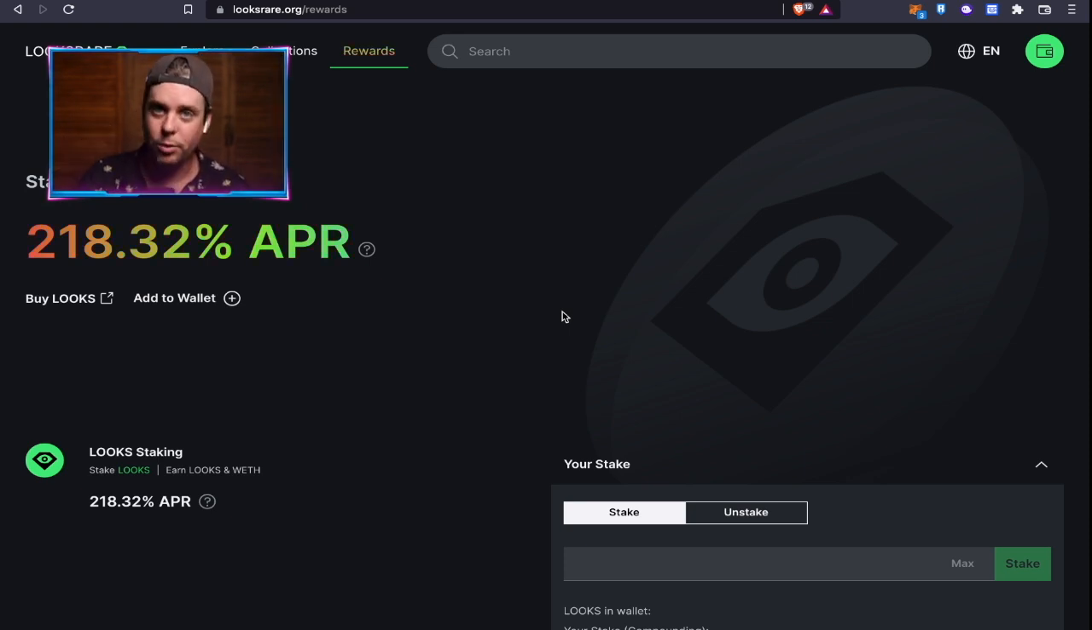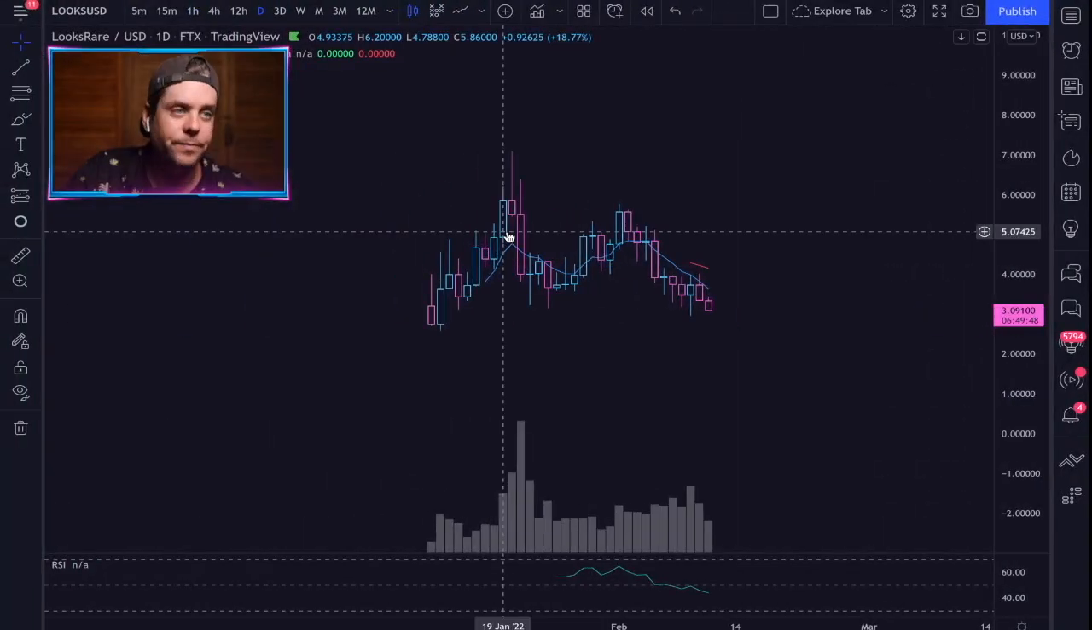It's another example of one of these tokens where you buy the governance token and you are rewarded in the assets that you're truly bullish on. So this is quite unique. This is something that I'm very excited about, but let's go ahead and take a look at the charts.